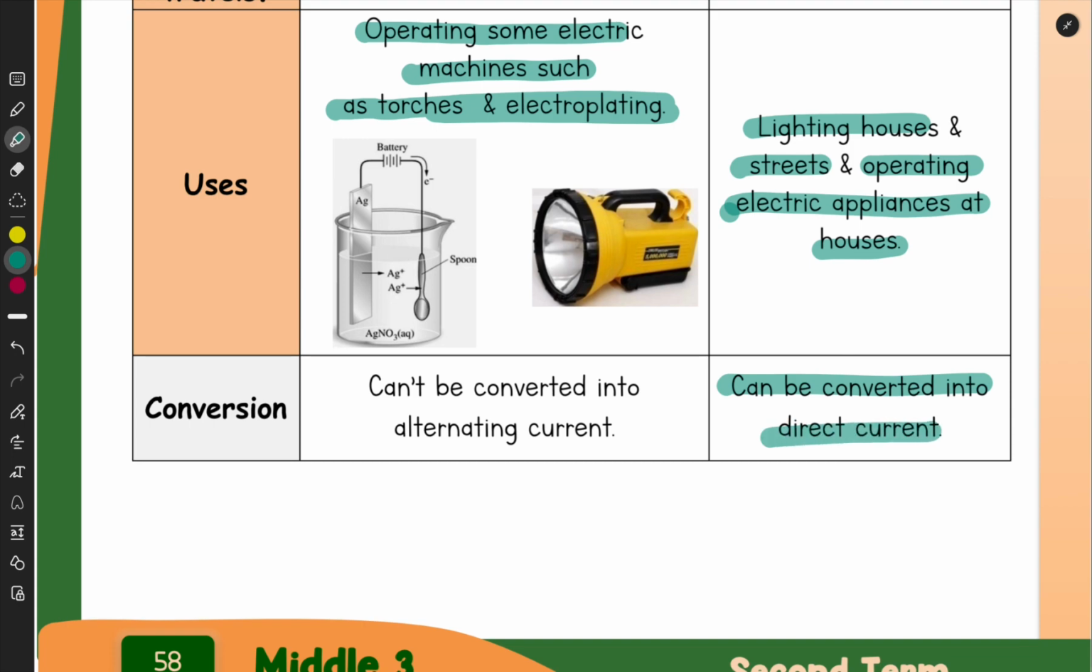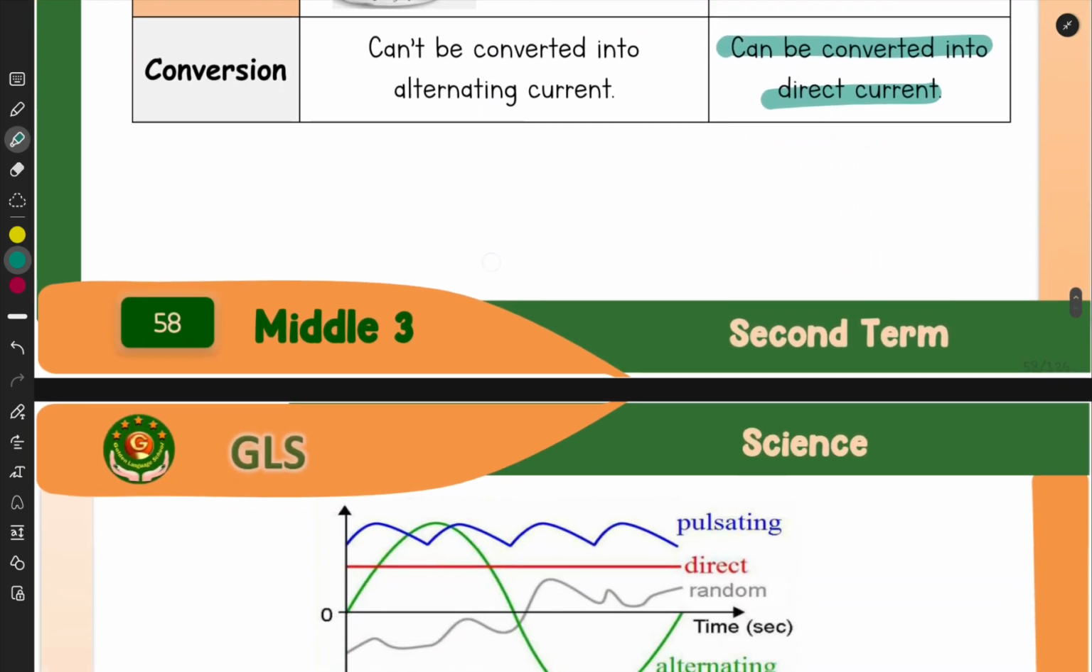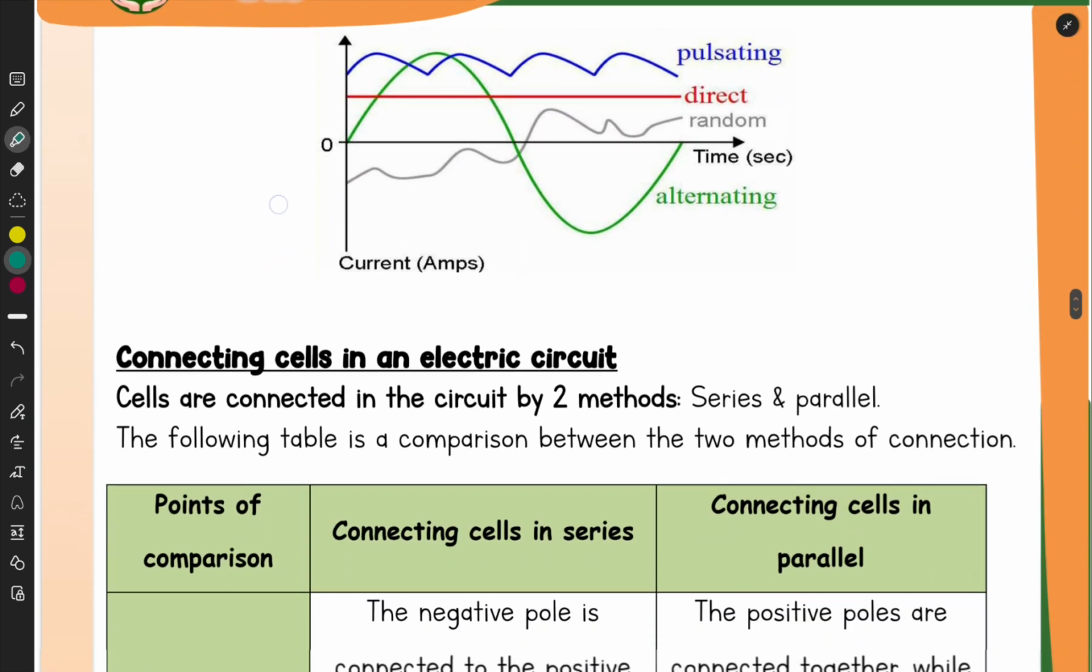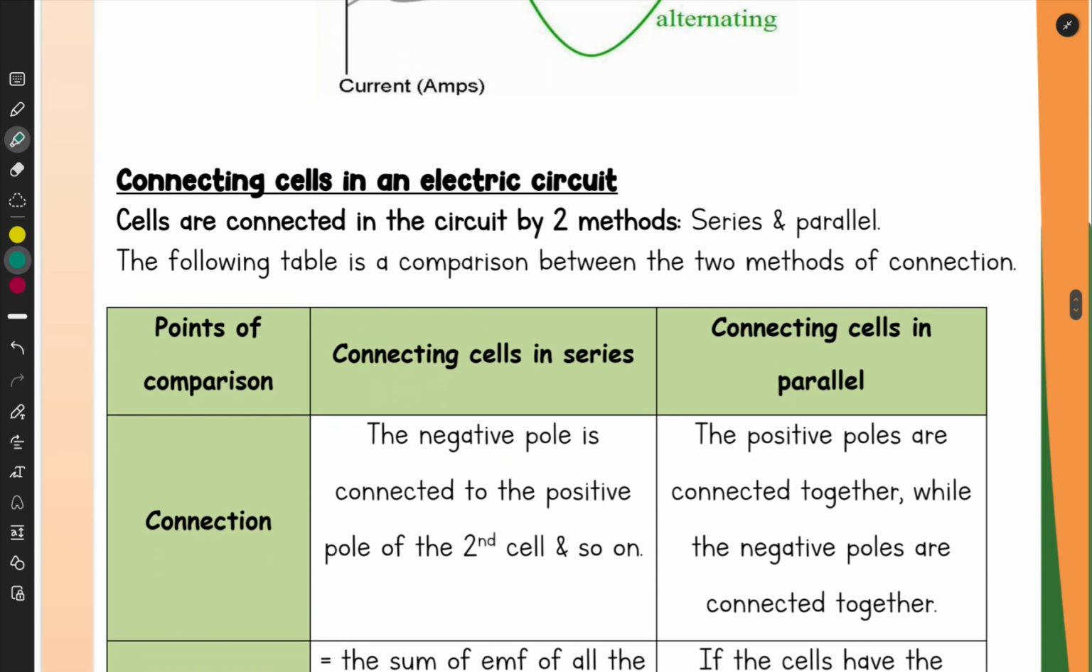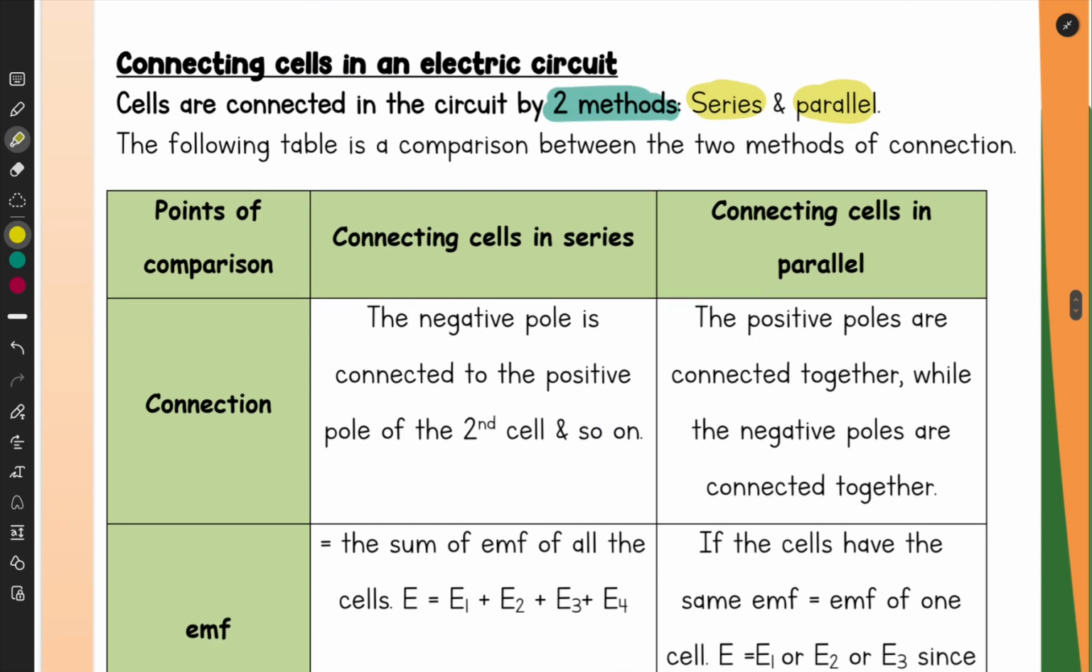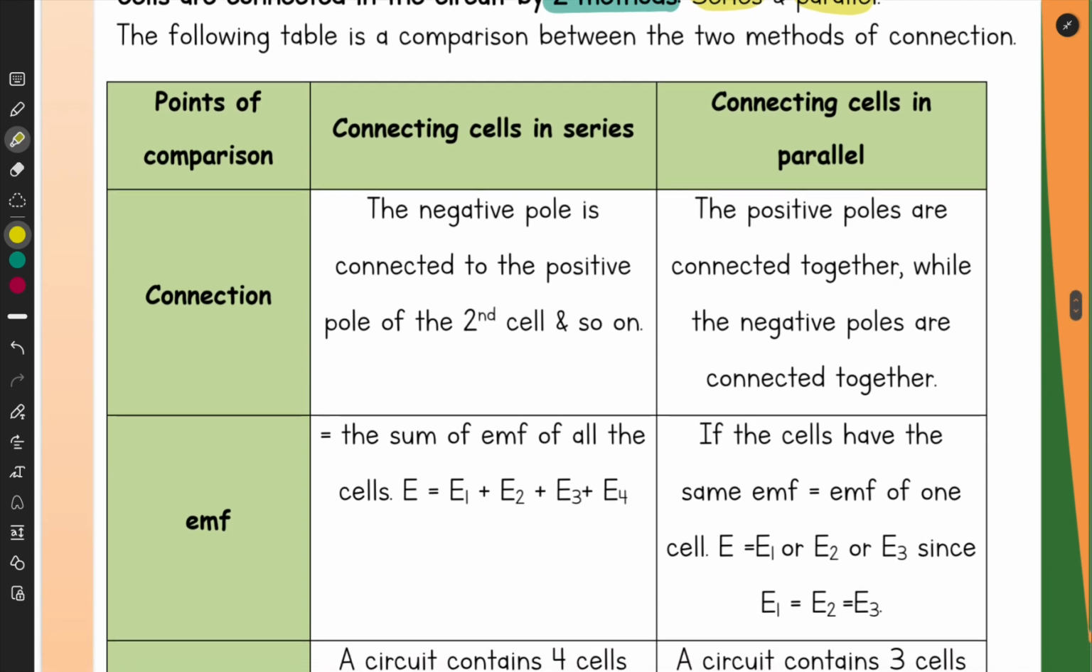So we can say that the AC is more beneficial. We can use it in many things. Okay, connecting cells in an electric circuit. Cells are connected in the electric circuit by two methods, series or parallel. We know some information about that from Junior 6, I think. Yeah, Junior 6. In Junior 6 we have two types of connection, series and parallel.